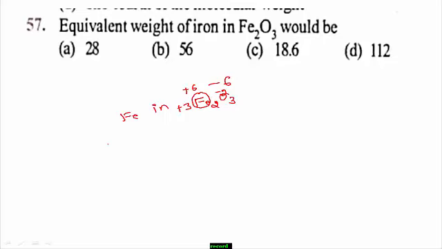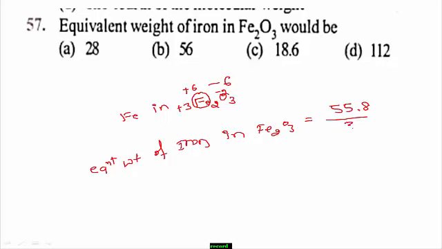Therefore, the equivalent weight of iron in Fe2O3 is equal to 55.8 divided by 3. That's how much it is. It becomes 18.6. So option C is the right answer.